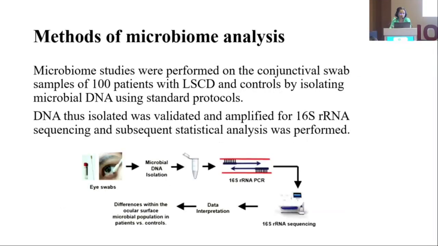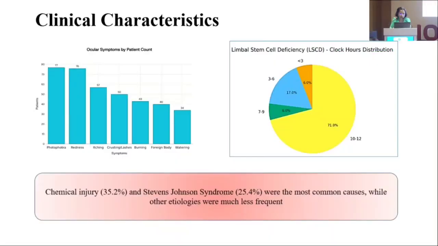So the sample taken was from the inferior conjunctival fornix. DNA was isolated. 16S ribosomal RNA PCR was done, and then these were sequenced to understand the microbial population by bioinformatic analysis. It's just the study that was conducted to understand, because it's a novel topic. The patient profile were usually patients of chemical injury or Stevens-Johnson syndrome.